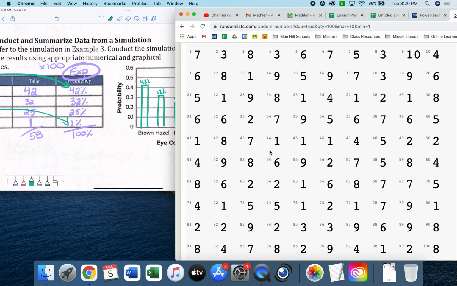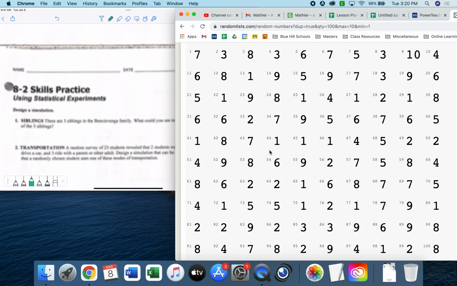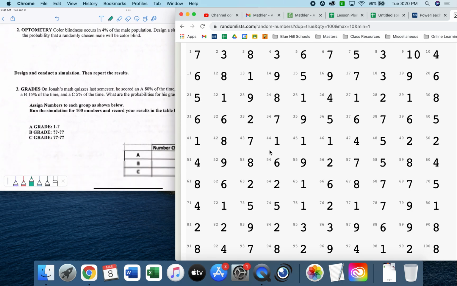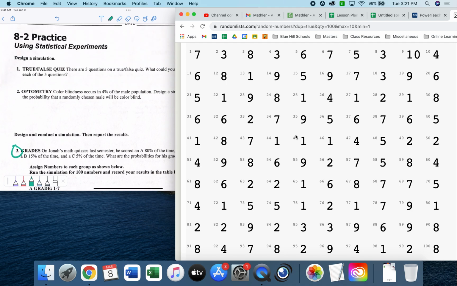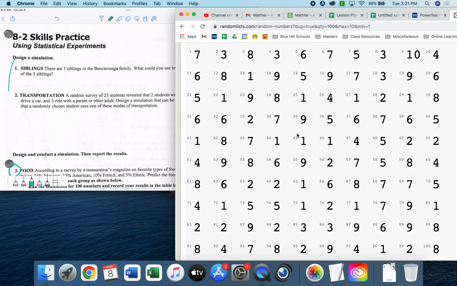What I want you to do for homework, we will do the number 3s together tomorrow because we'll conduct these simulations together. But you need to go through your design simulation for 1 and 2. Now, do you always use a random number generator to do a simulation? No. What can you use instead? A coin flip, right? Like we flipped a coin for babies being born.